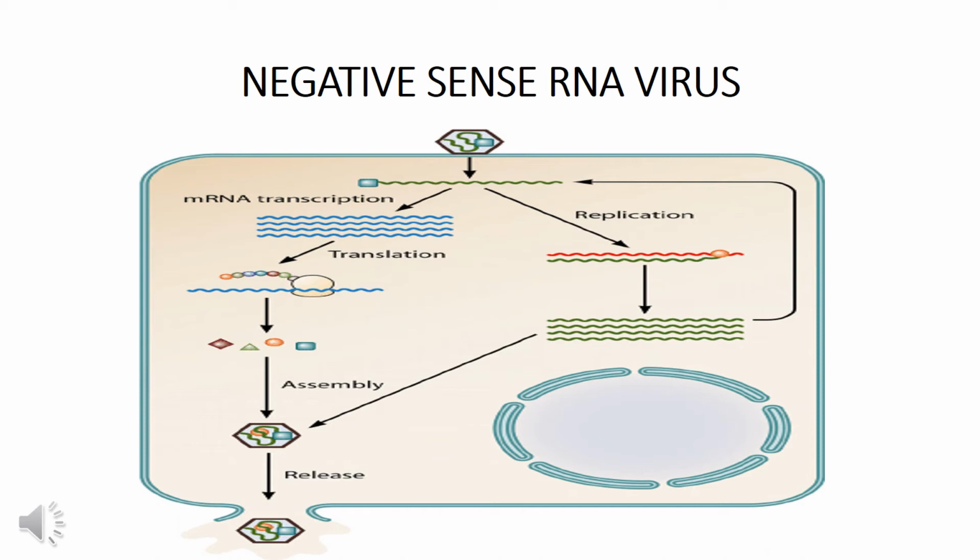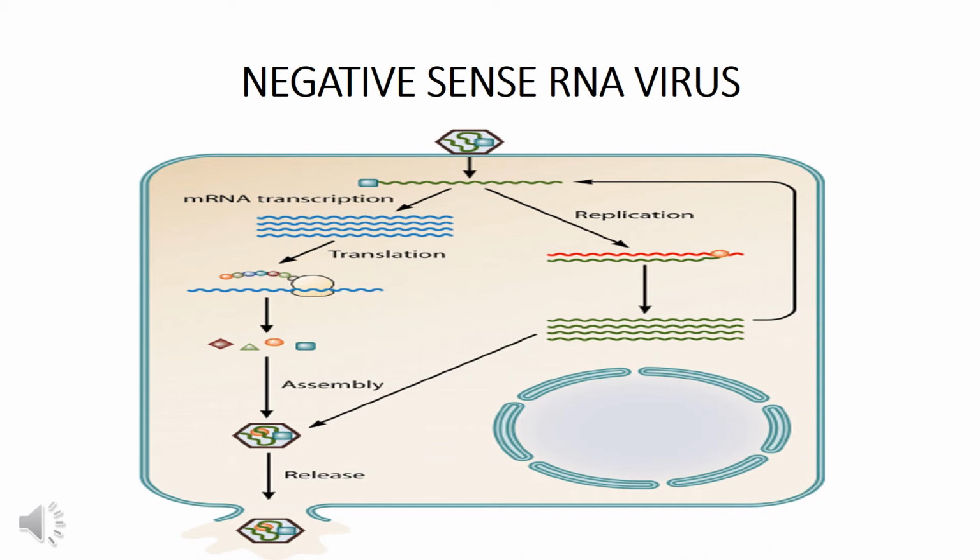host cell. But this negative sense RNA does not have the ability to directly bind with the ribosomes of the host cell for protein formation. It means this RNA is negative sense. That's why this RNA of the virus is unable to be transcribed immediately after entry. So what happens after that?